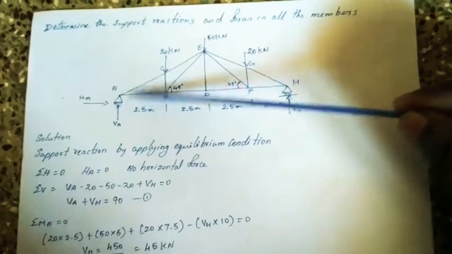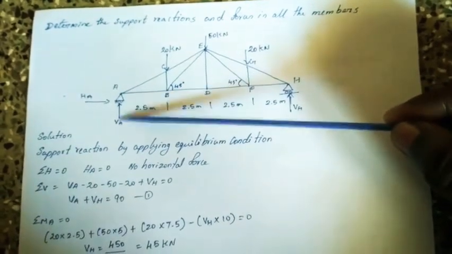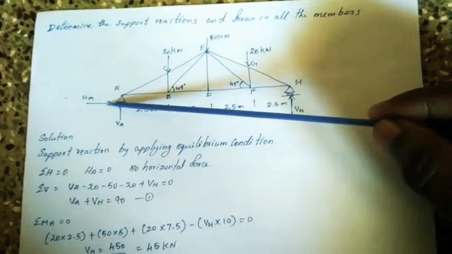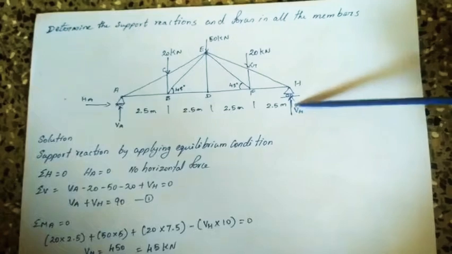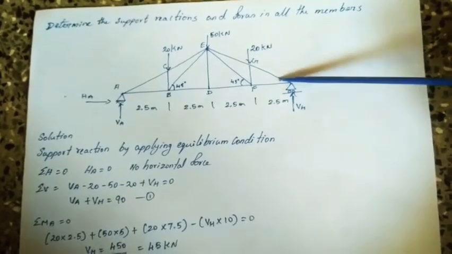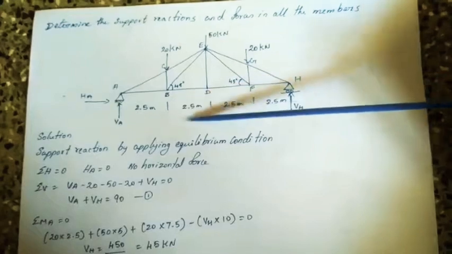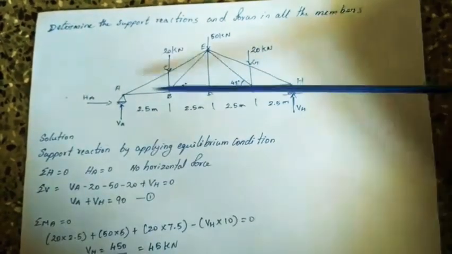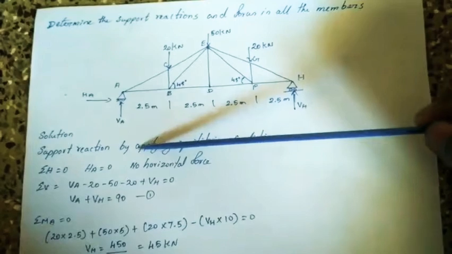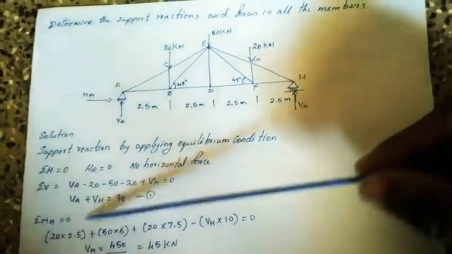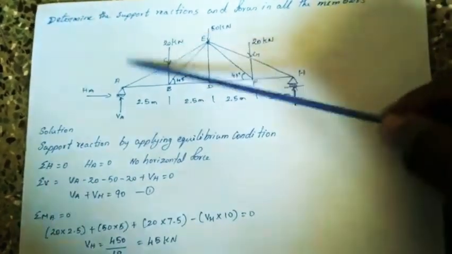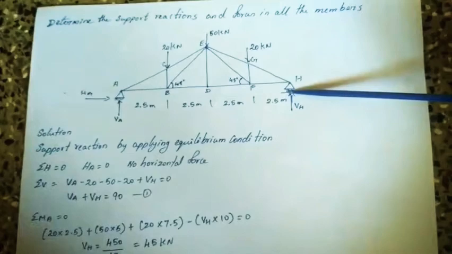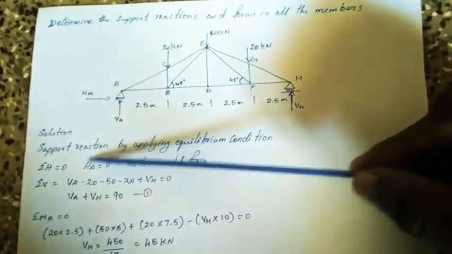We know the hinged support is going to generate two reaction forces: one vertical, which is VA, and a horizontal reaction force, which is HA. The roller support is going to generate the vertical reaction alone, which is VH. Now we are going to find the support reactions first, which are VA, VH, and HA, by using the equilibrium conditions. The first condition is the summation of horizontal components equal to 0. We know there is no horizontal force applied over the system, so automatically HA becomes 0.